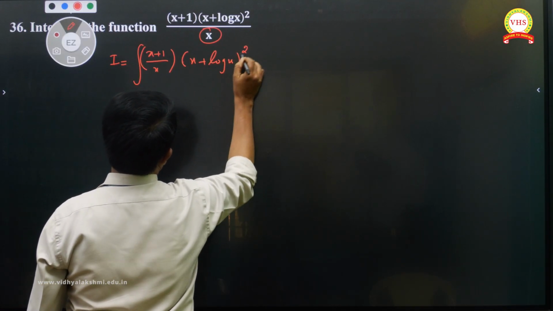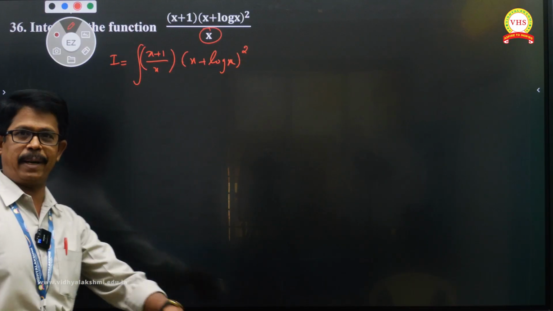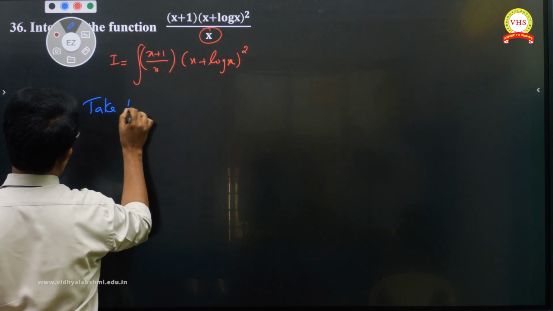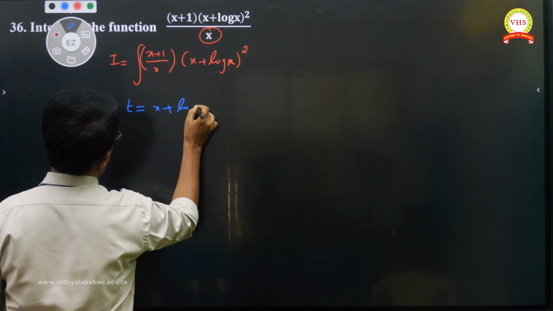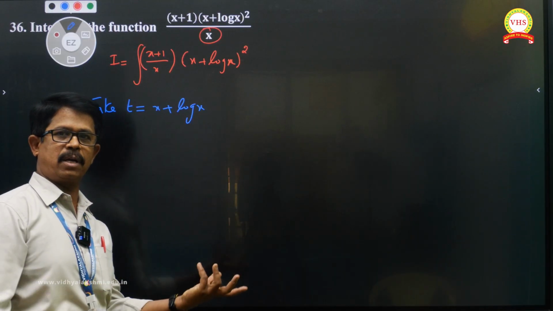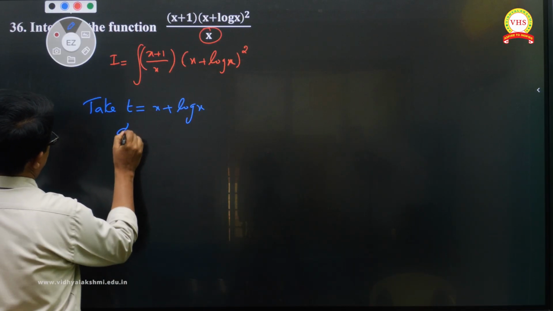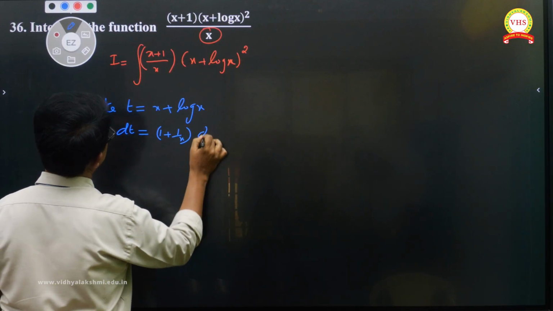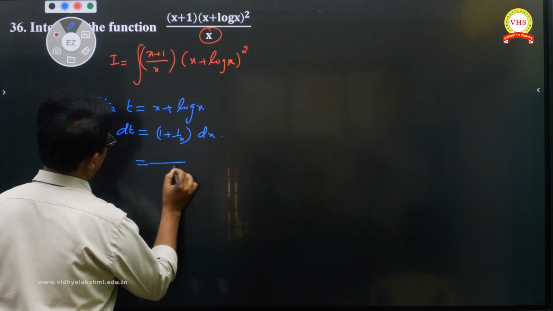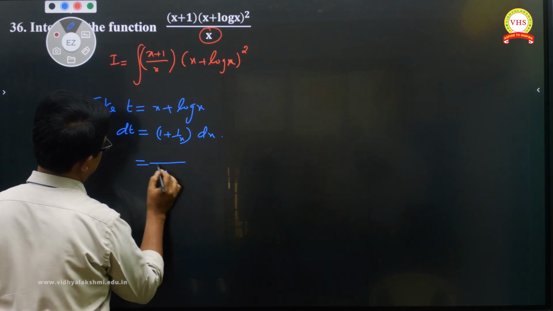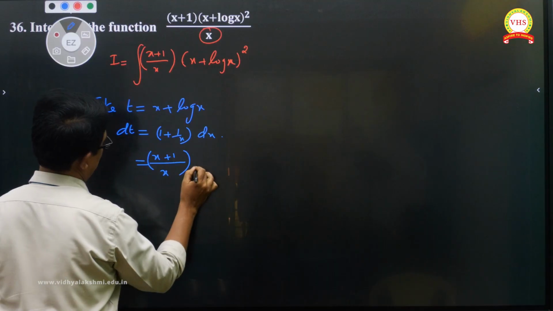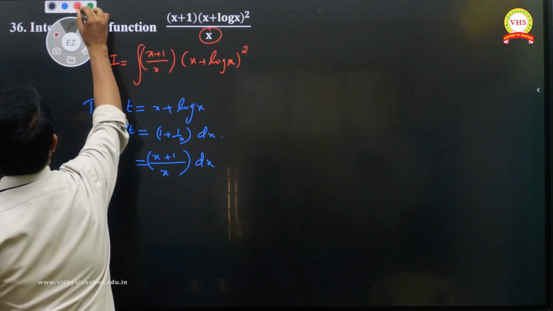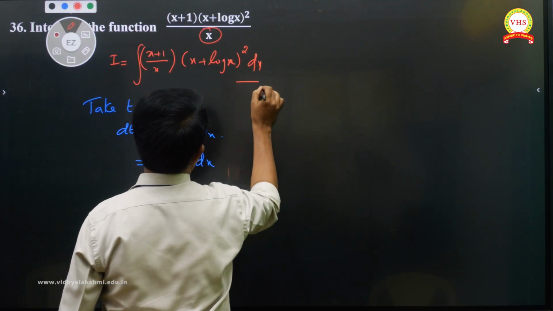In the previous sum you got 1 plus log x. Now it is x plus log x. Take t as x plus log x, so we are changing the whole expression in terms of x into t. dt by dx equals 1 plus 1 by x, correct, into dx. We need to change it according to the given sum. Taking the LCM, it is (x plus 1) by x into dx. This is equation number 1.